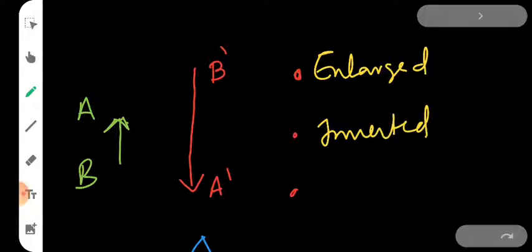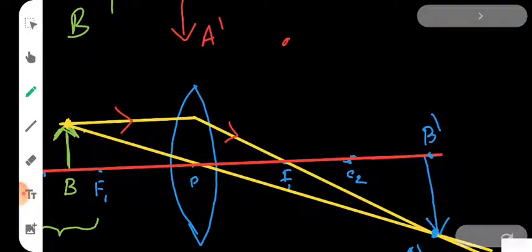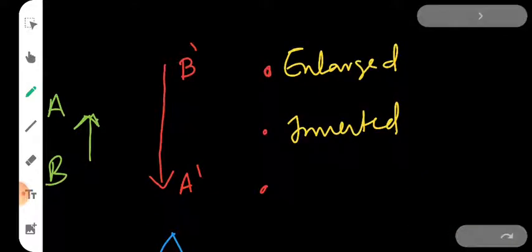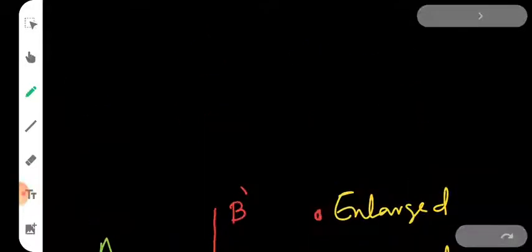What type of image is it? See, it's formed on the right side and the object is on the left side, so the rays intersect to form the image in the real world. These rays actually intersect in the real world. The upper ray and the lower ray intersect in the real world, and also they can be cast on a screen. So they are real images. So these are the three natures of images.